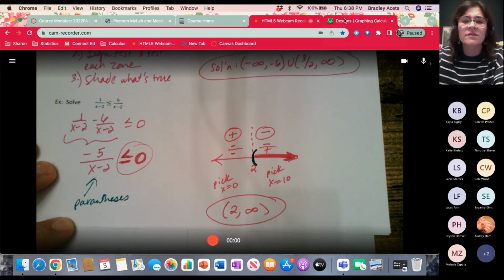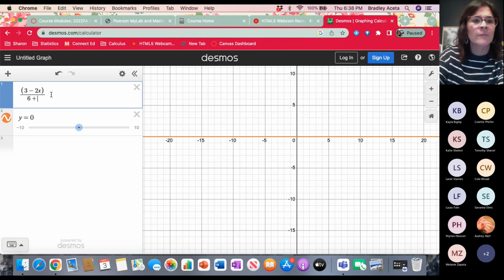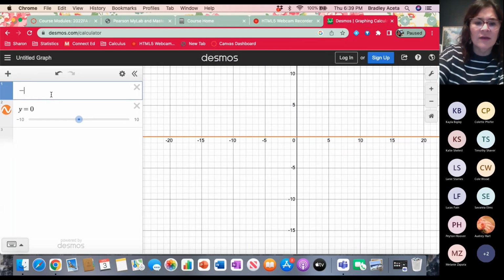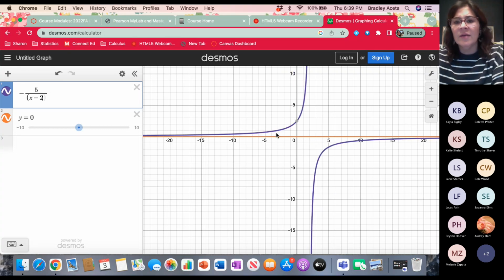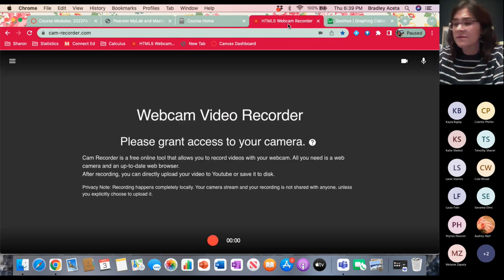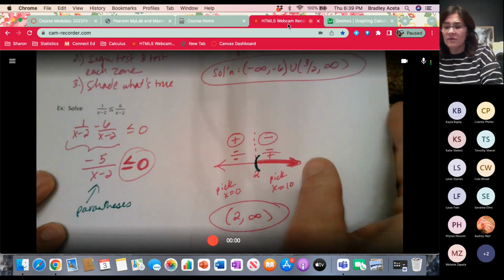And again, plug this into Desmos. -5 over x minus 2. And let's see it visually. Here's the orange line. I'm looking for where is it less than? Where's the hook below the orange line? Well, that's from this asymptote right here, which is 2, excuse me, not -2, which is where the bottom is, all the way to infinity. And so that's why it's good to see both sides, the algebra and the geometry.